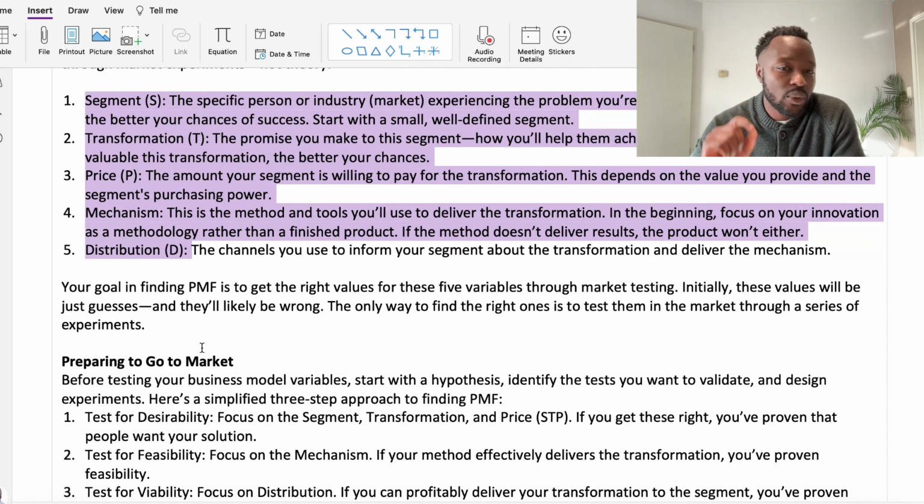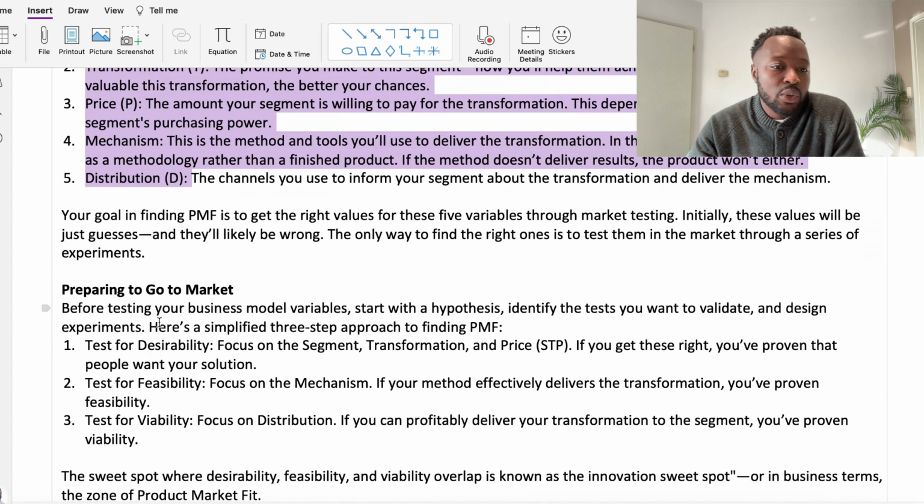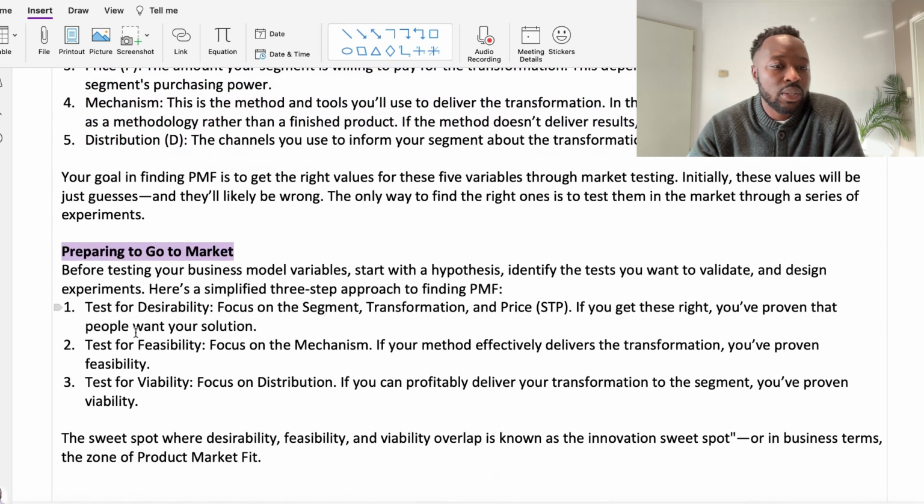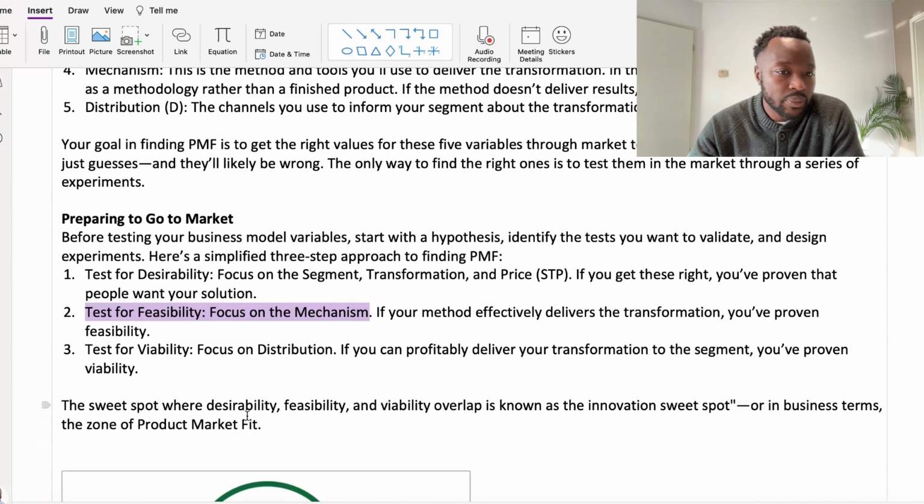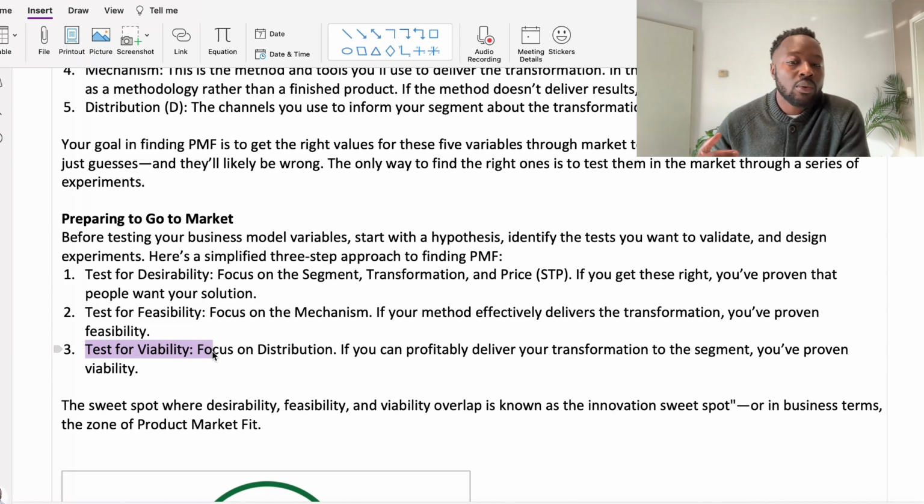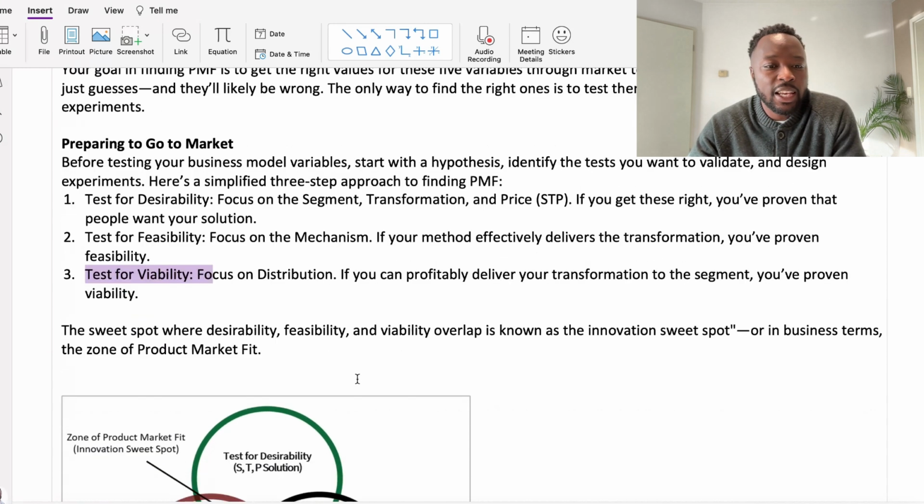and test for these variables to get the right values. Now, to prepare you to go to the market, there are three tests you have to have in mind. The first is the test for desirability, which answers the question on your segment, transformation, and your price. The test for feasibility, which focuses on the mechanism or the methodology you intend to use to deliver the transformation. And lastly, the test for viability, which focuses on the distribution, how you are going to profitably deliver the transformation you're promising to your segment.